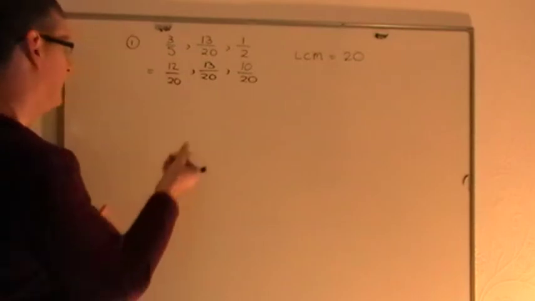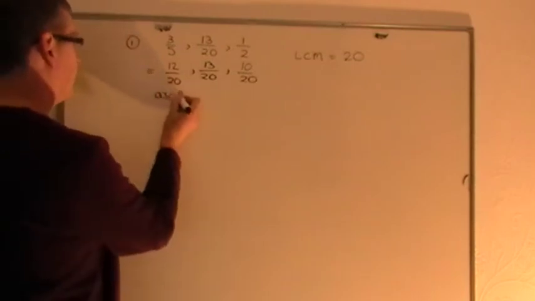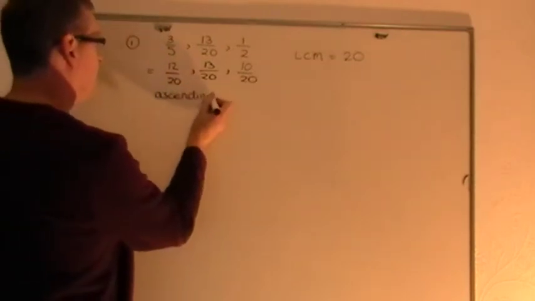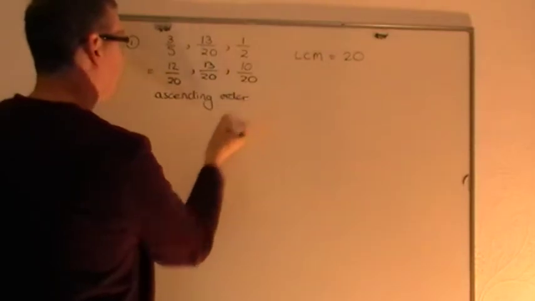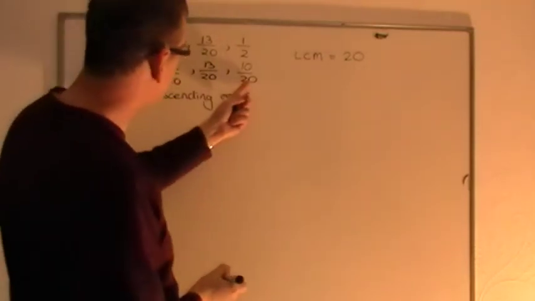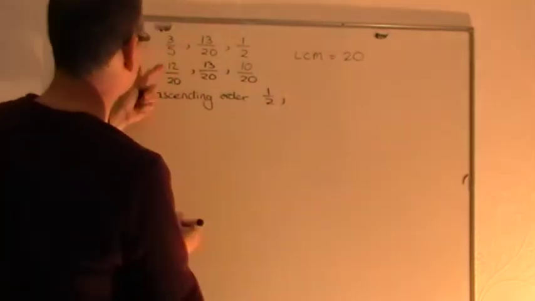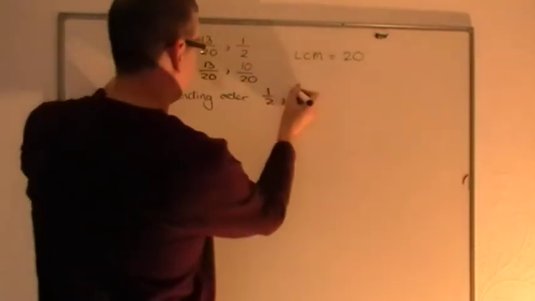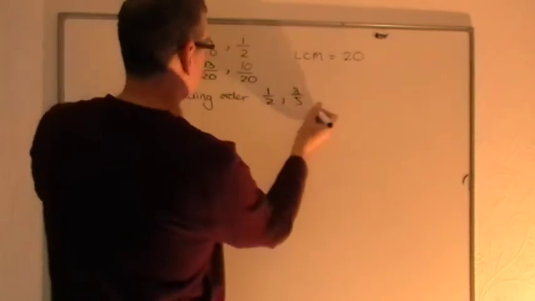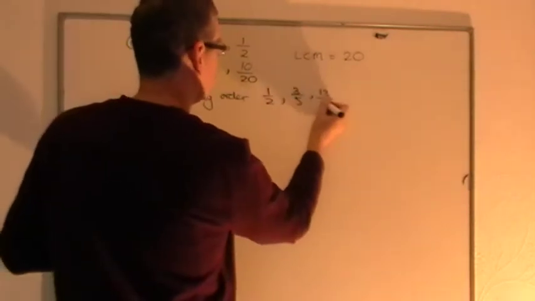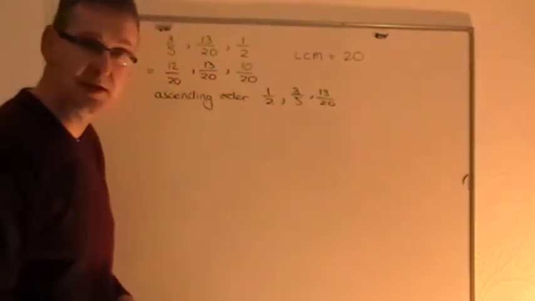So if it said in ascending order, for example, ascending order means you'd put the smallest first. Smallest is 10/20, a half. Next is the 12/20, which is 3/5, and the biggest is the 13/20, which was written as 13/20.